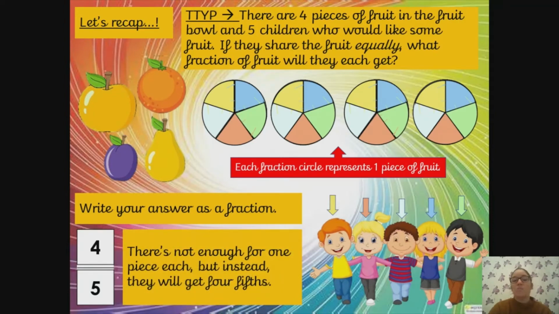Okay, there's not enough pieces of fruit for the children to have 1 each, because there needs to be 5 pieces of fruit for that to happen, doesn't it? Because each child will then get a whole piece. If there's 5 pieces of fruit and 5 children, but there's not. There's only 4 pieces of fruit. Okay, so they will get 4/5 each.